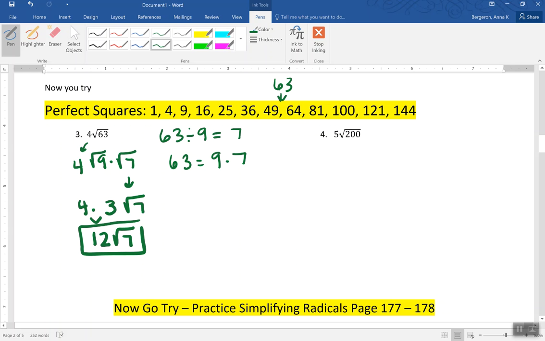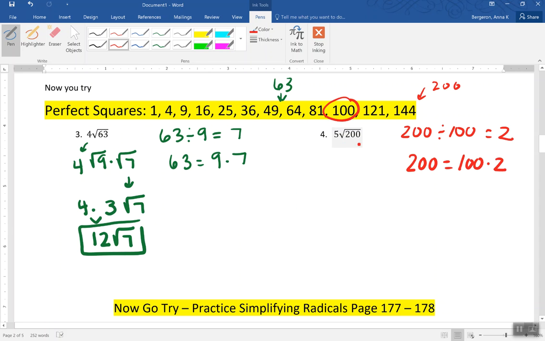All right, moving on to number 4. So again, the square root of 200 is actually off over here on our list. So if I try my numbers, I should have stopped at 100, because if I divide 200 by 100, I should have gotten 2. So that tells me that 200 is 100 times 2. So when we rewrite the square root of 200, we would rewrite it as the square root of 100 times the square root of 2 and bring that 5 down.